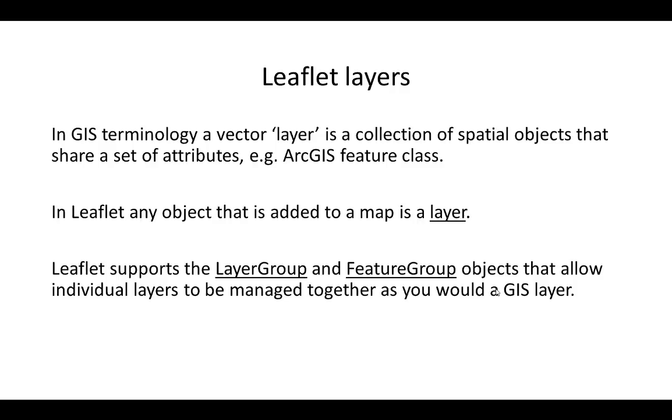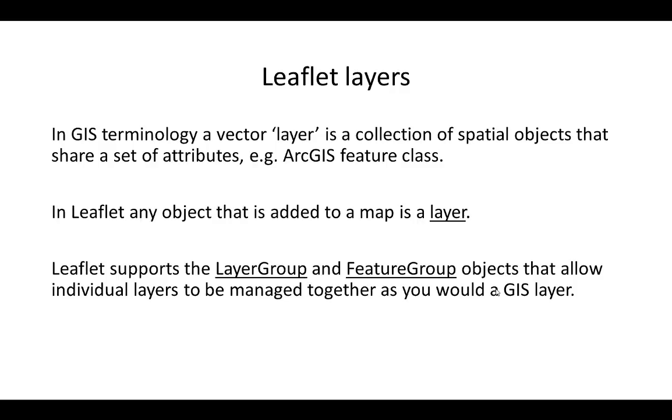Okay, the very next slide. Probably this one should have become 4. In GIS terminology, we're used to a vector layer being a collection of spatial objects that share attributes. A shapefile, for example, or an ArcGIS feature class. That's what we're used to calling a layer. In Leaflet, anything that can be added to the map is a layer. So think of it as a sort of layer cake, whereby you've got your base map at the bottom, then your overlays of creamy custard, and then on top you've got sprinkles of jelly beans and hundreds and thousands, which are your map tools, your controls and your zooms and things like that.